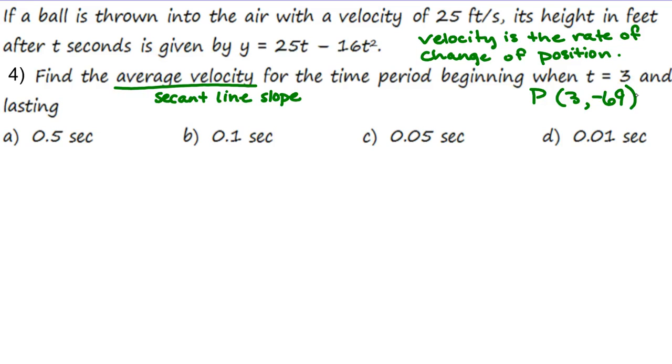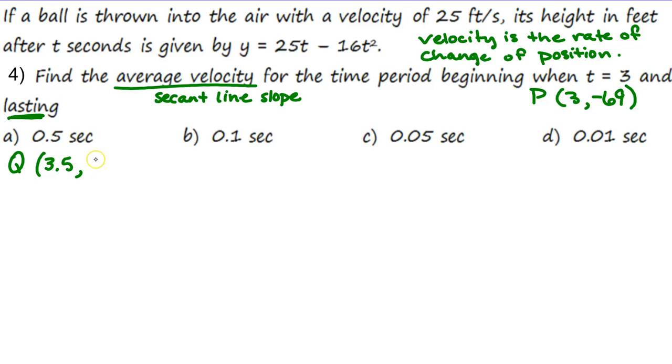Maybe we're underground. I don't know, maybe the position 0 is actually at the top of a building. I don't know what the point of reference is for this problem, but for whatever reason, we have a negative position here. Now for part A, the time period lasts 0.5 seconds. So this is giving us our point Q. But our point Q doesn't have an x-coordinate of 0.5. It has an x-coordinate of 3.5. See, we're adding half a second to 3. This is telling us how long the time period lasts. So it goes from time 3 to time 3.5.